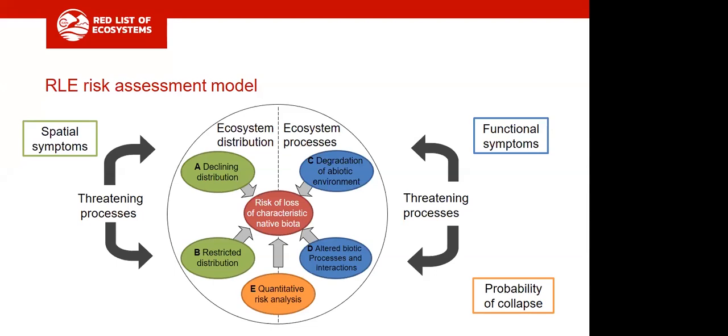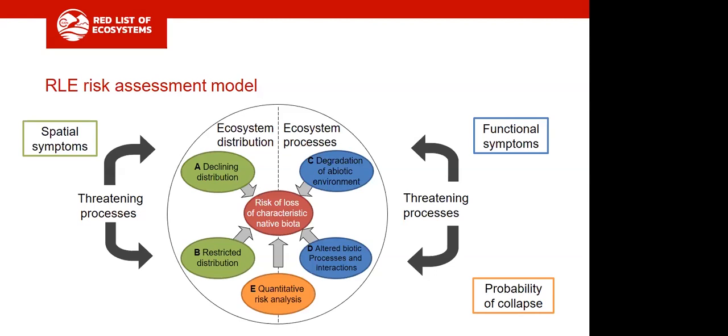Then on the right, in blue, we have the two other criteria, which are linked to functional symptoms of collapse. So on the top, criterion C is looking at the degradation of the abiotic environment, which might result in reductions to habitat quality or diversity of the abiotic niche or the component biota. For example, ocean acidification or loss of soil fertility, etc.